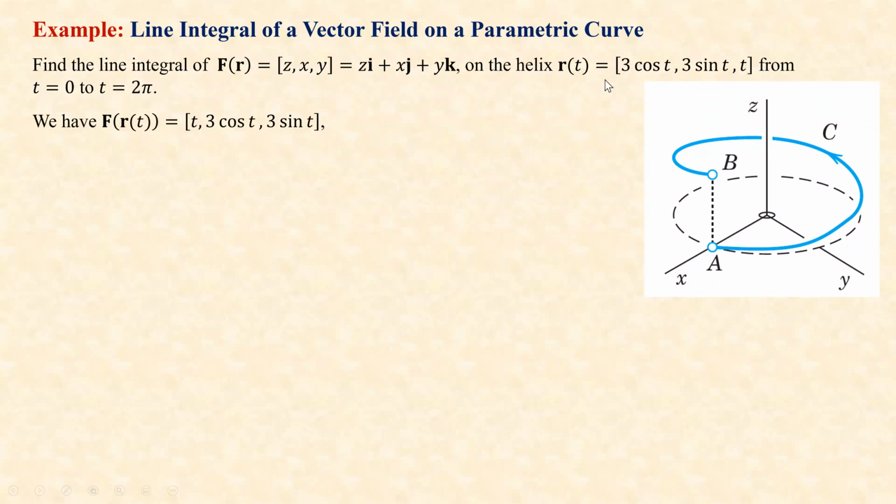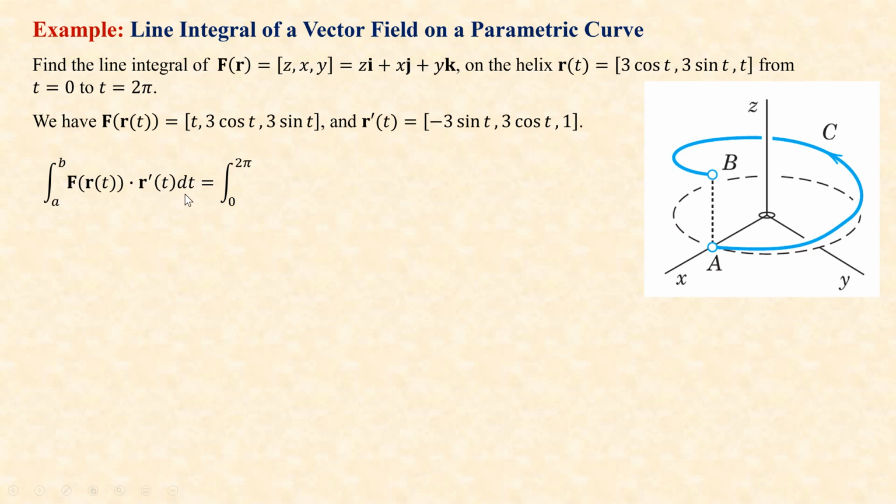And r prime is the derivative of this r with respect to t, which is negative 3 sine t, 3 cosine t, and 1. So now the integral we say is f dot r prime dt. So if you do f dot r prime, this is f, this is r prime.